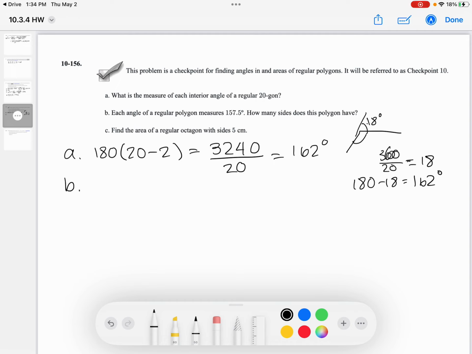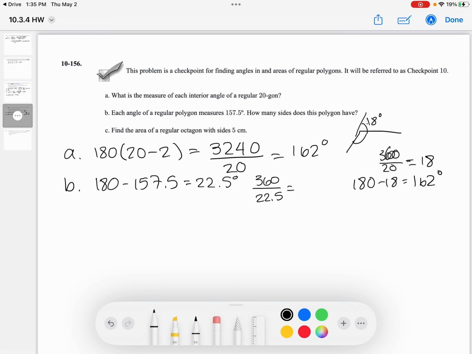Okay, now let's think about B. Each angle of a regular polygon measures 157.5 degrees. How many sides does this polygon have? So again, I can use either of these relationships that I used in part A. I think using the idea of the exterior angle is going to make my life a little bit easier. So if the interior angle is 157.5, an exterior angle is supplementary to that. So 180 minus that interior angle is 22.5 degrees. And I know that the sum of the exterior angles is always 360.